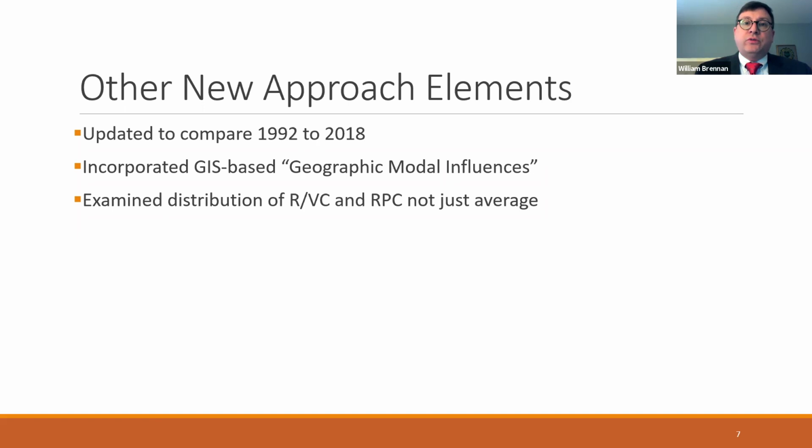The approach is designed to evaluate the current state of a commodity's transportation market, as well as to examine the question of whether market conditions for the commodity might have changed over the last quarter century. The new approach accomplishes this in part by identifying geographic and modal influences and evaluating the entire distribution of RVC ratios and other figures rather than just the average. And while this approach consists of a number of moving parts, at bottom, this is really quite simple.